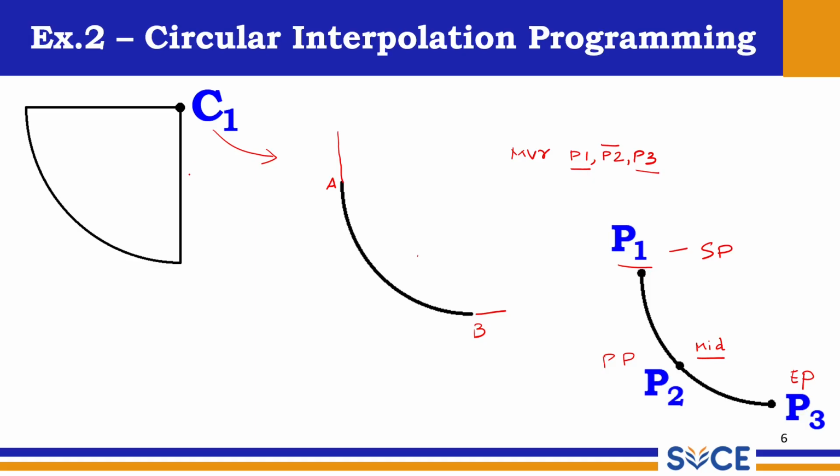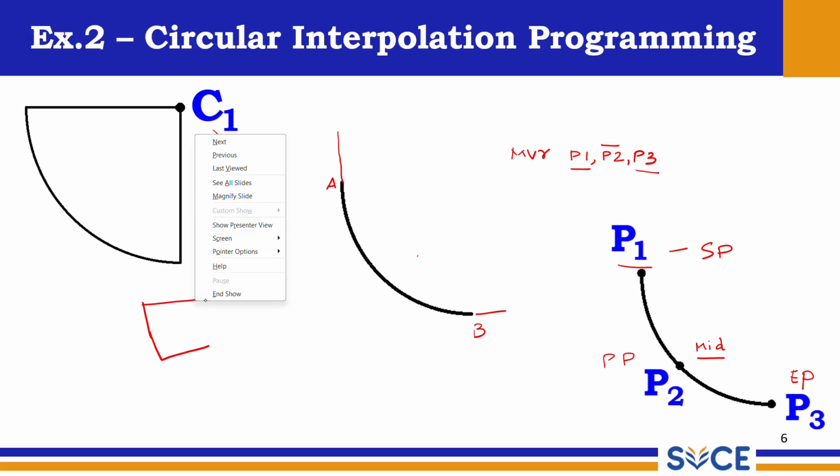Now if it is a mere arc or a profile like this, I'll draw a very simple profile. Let me assume this as a square. You wanted to have a semicircle.